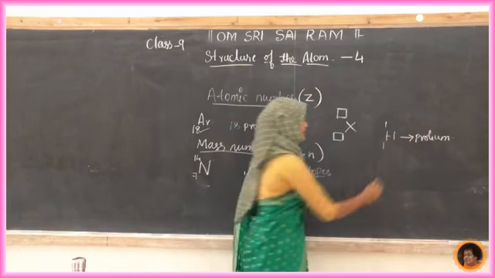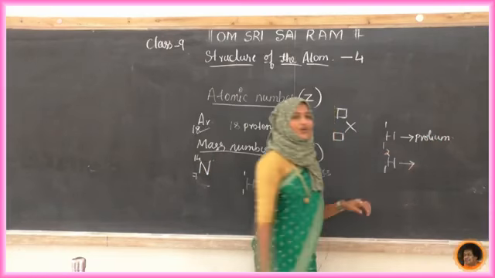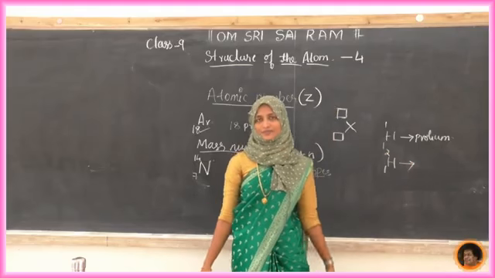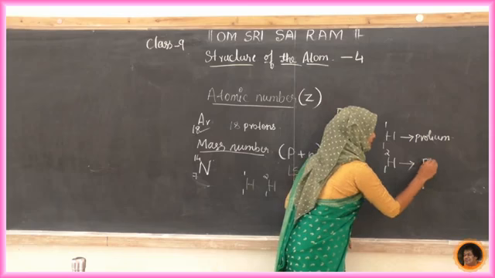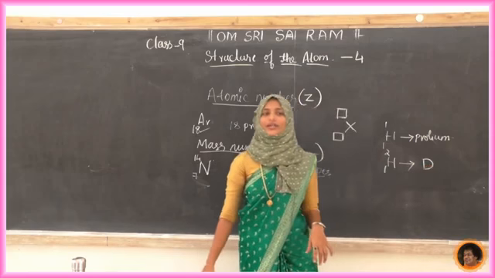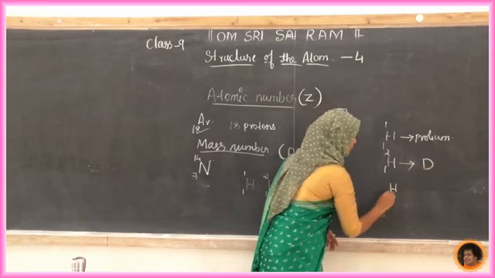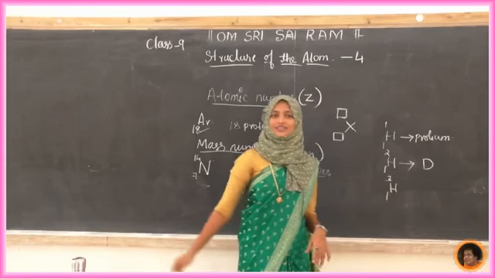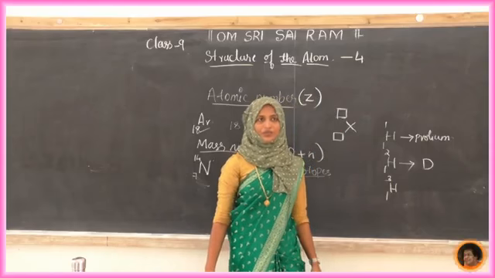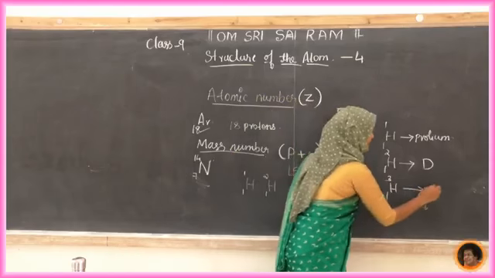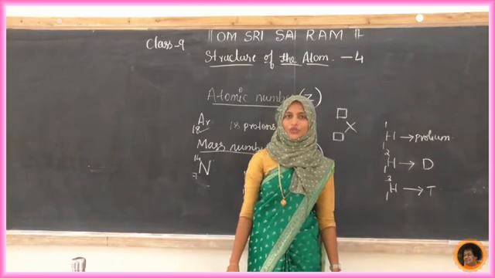One more hydrogen is H 1 2. It is called deuterium. Write down deuterium; it is represented like this, D. In some cases, hydrogen with mass number 3, H 1 3. This isotope is called tritium, and it is denoted as T. Protium, deuterium and tritium.